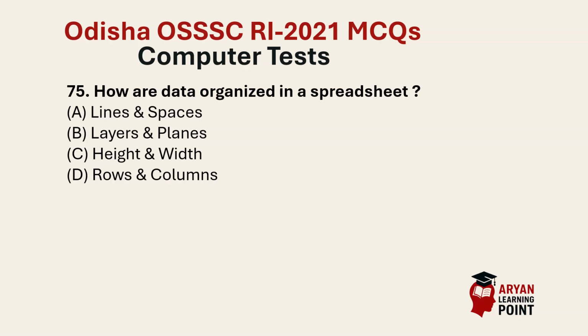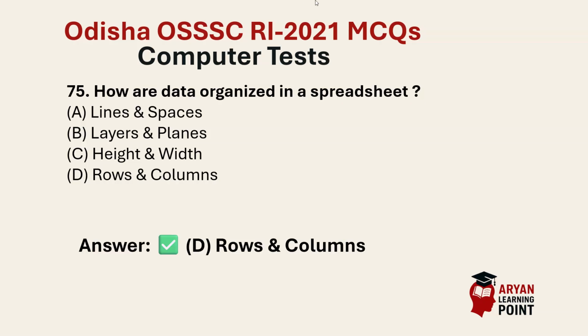75. How is data organized in a spreadsheet? A. Lines and spaces. B. Layers and planes. C. Height and width. D. Rows and columns. Answer D. Rows and columns.